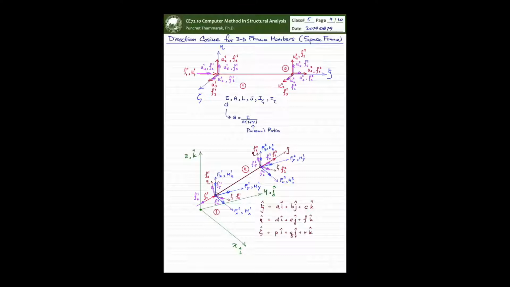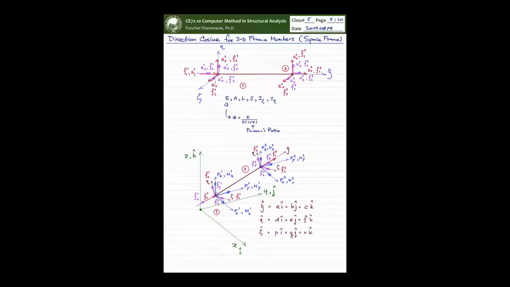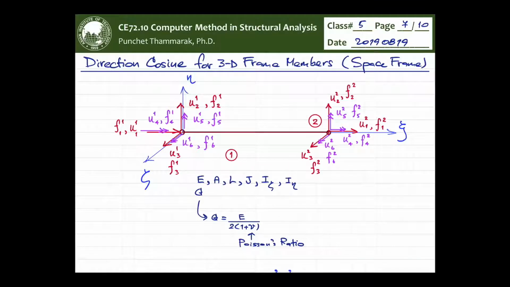We actually derived the direction cosine for space truss, and we were developing the direction cosine for space frame. So we look into the space frame, the 3D frame member. We have three local coordinates, ξ, η, and ζ. You have the starting node there on the left, ending node on the right.